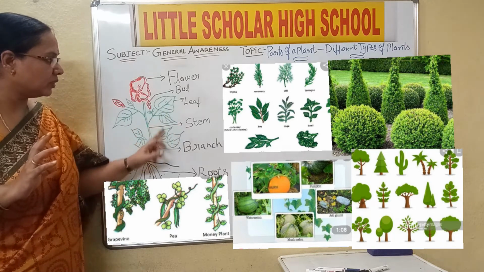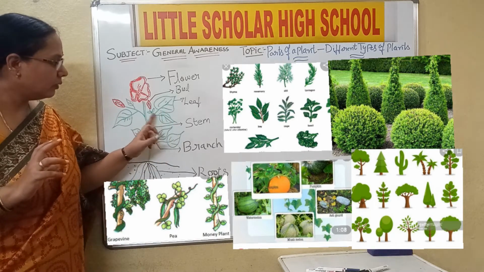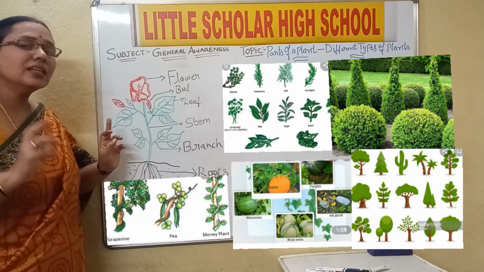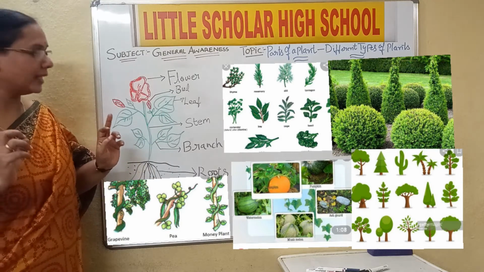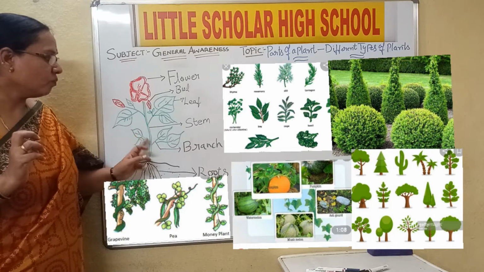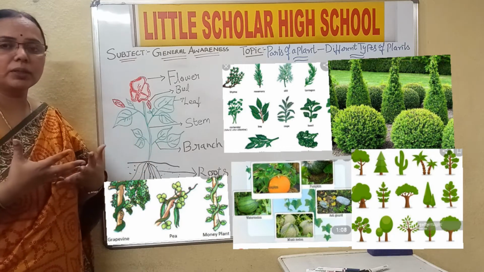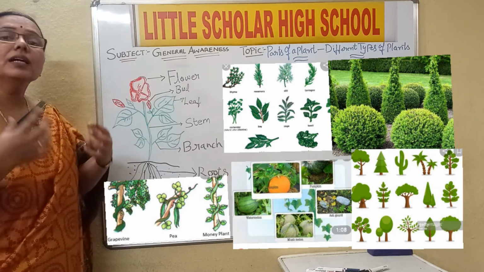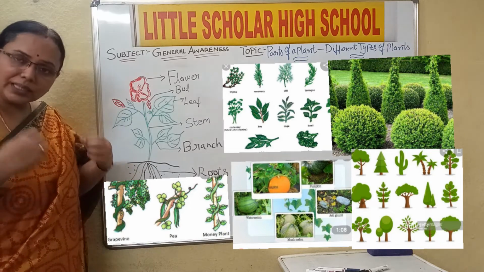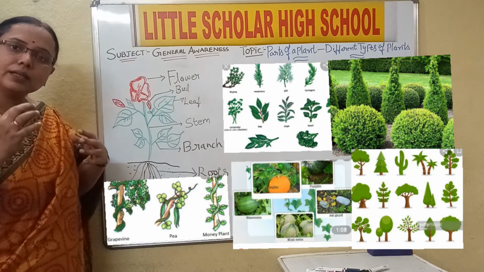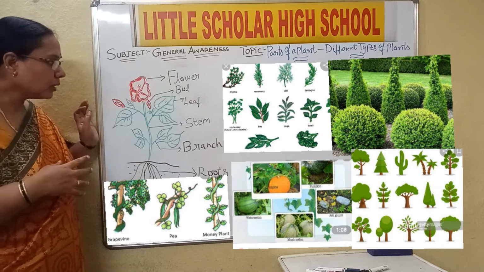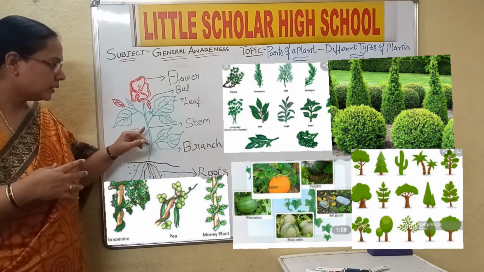Then we have the leaf. There are many leaves. This is one leaf. When we say many, we call them leaves. There are many leaves on a plant, and all the leaves are green in color. So we have learned about the stem.